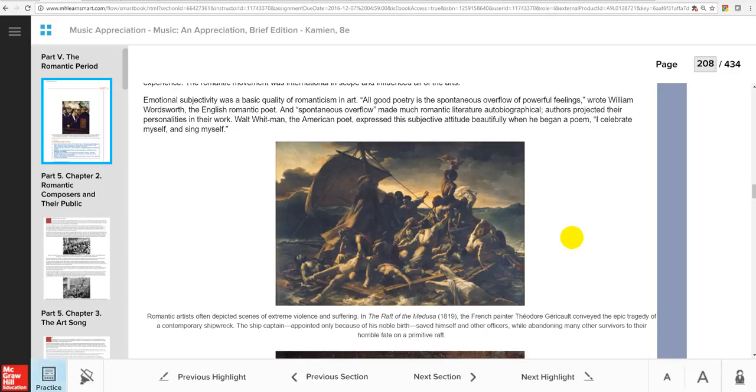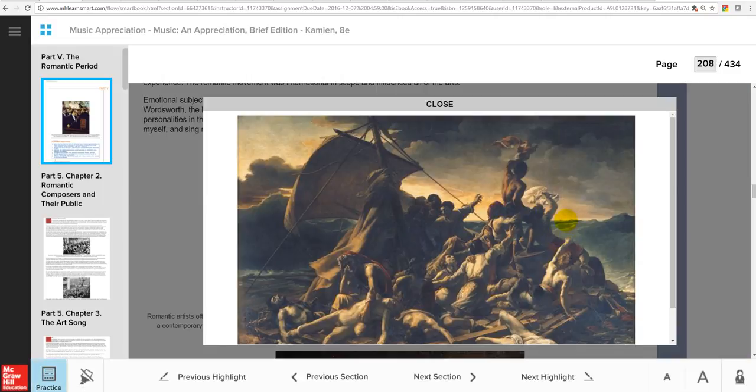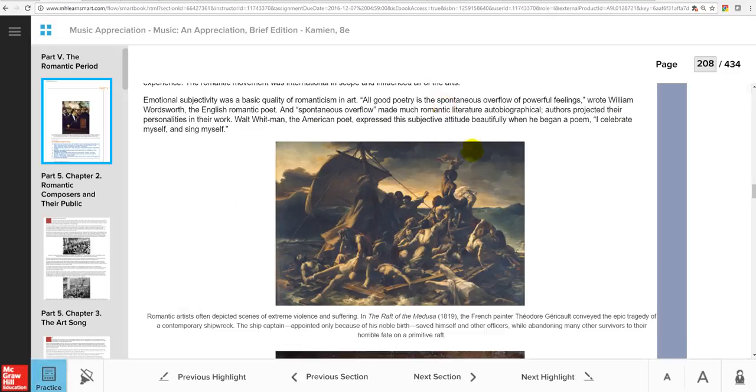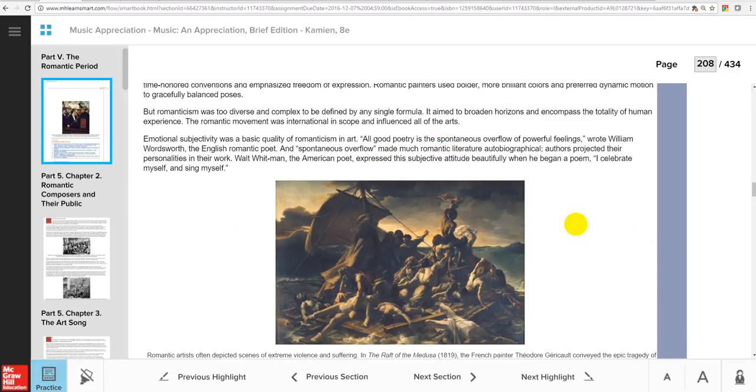So we do see, and by the way, if you look very carefully, you can see the rescue ship. That's why they're all waving and freaking out, because that's the ship that ended up rescuing the few survivors. So you do see, of course, politically charged paintings and stuff like that.